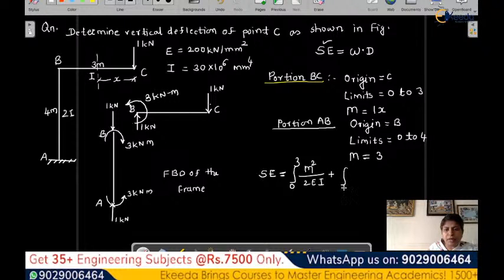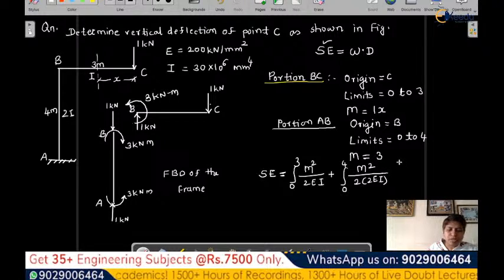Then there will be the other part, 0 to 4. Now here you have to be careful, because it is 2EI, but here 2I is already there. So it is 2 into 2EI. That part we have to always remember. So M square and here dx.